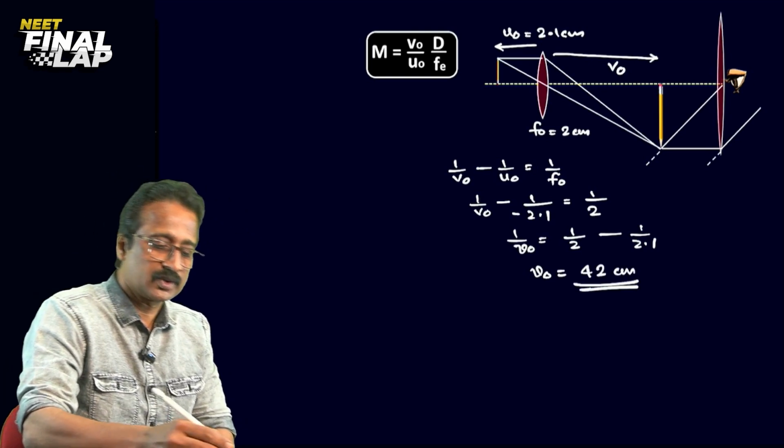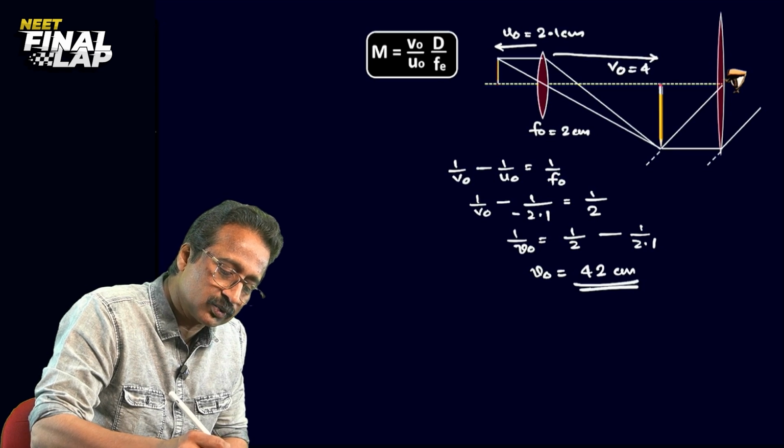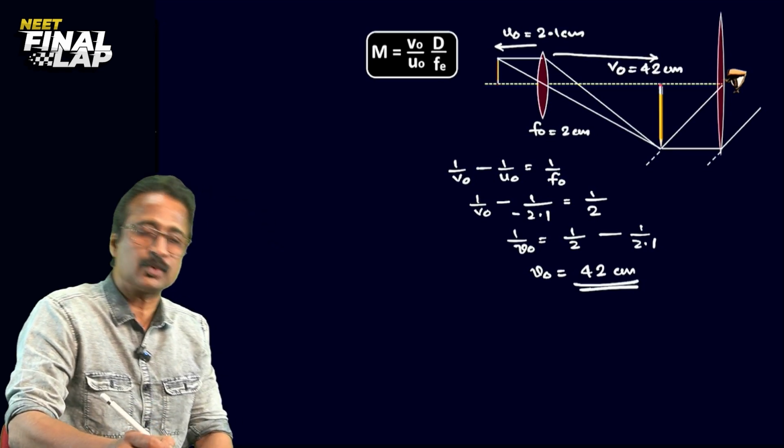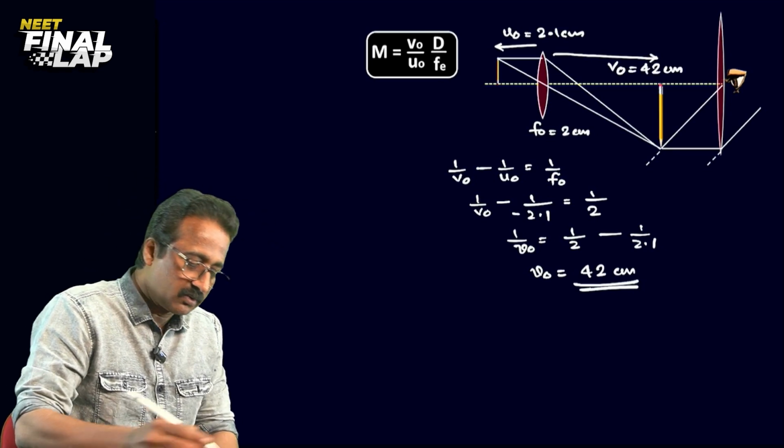That is the distance to the image. When you solve that, you'll get 42. So the image is formed at a distance of 42 cm. Now let's put values here.